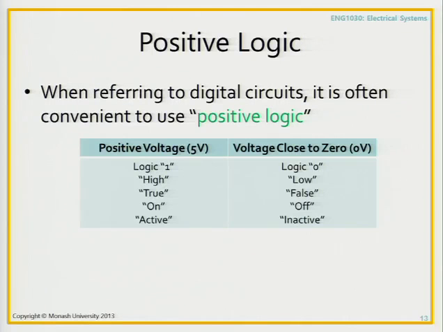You can work with what we call either positive logic, and in positive logic, anything which is high is always referred to as, say, 5 volts. So 5 volts we may call logic 1, or high, or true, or on, or active. And the opposite of that, logic 0, or voltages close to 0, are called logic 0, low, false, off, or inactive. Okay, so that's positive logic.